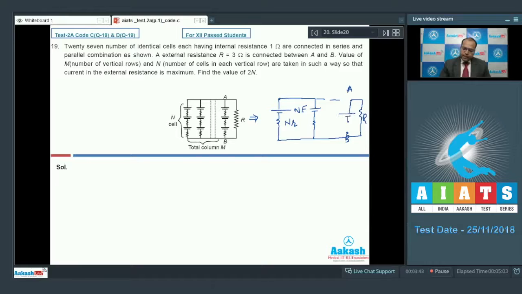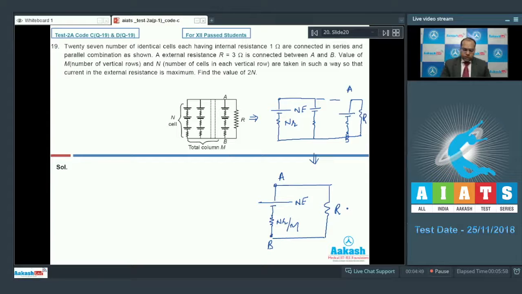So if I replace again, then this circuit can be further redrawn into an equivalent circuit. So the EMF of the battery would be Ne and the equivalent internal resistance of the complete circuit is equal to Nr by M, and this is my point A and it is my point B, and it is connected to the external load resistance capital R.